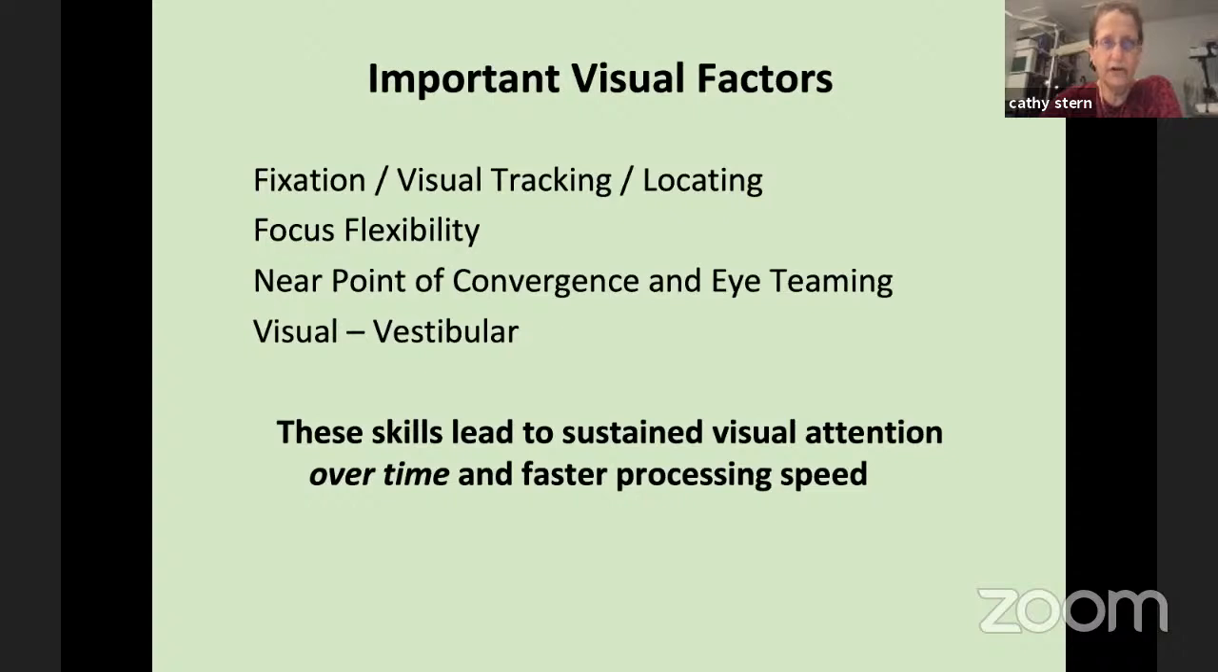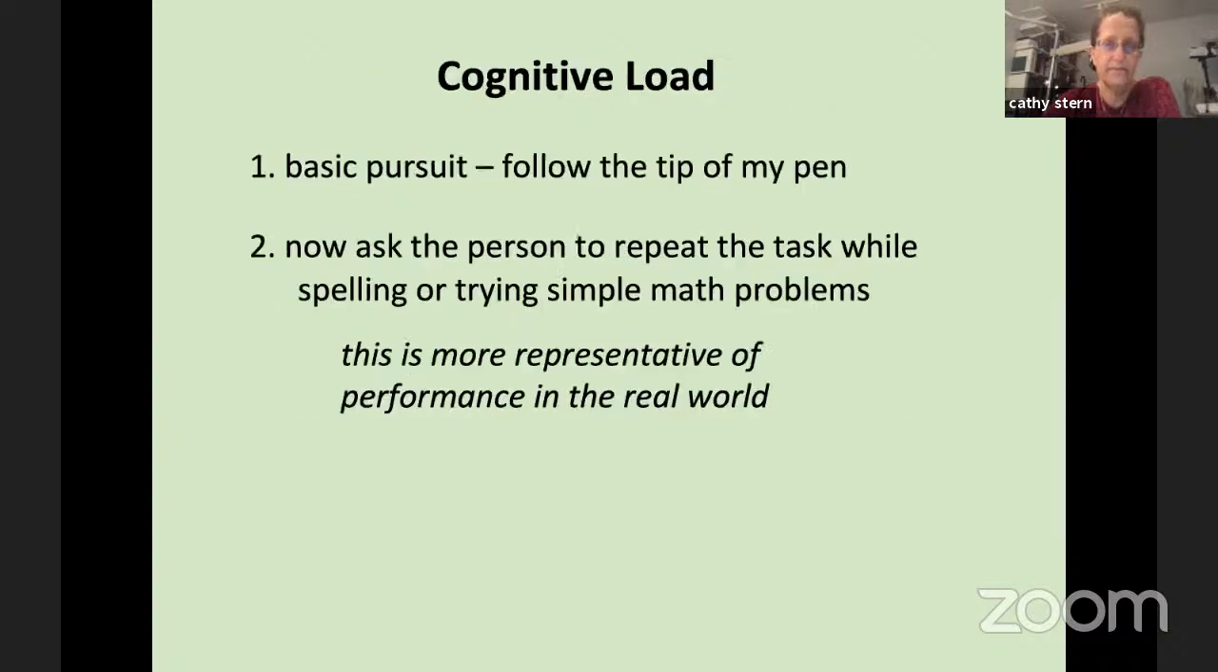The other is a lot of people talk about the clarity of things. And I always say the driver is really the convergence. You have to locate it before your brain is going to know how to accommodate and make it clear. And so if all we're paying attention to is how clear can we make a target for the patient, perhaps with eyeglasses, we're kind of missing the point. And then the visual vestibular system. These skills lead to sustained visual attention over time and faster processing speed. And those are 2 pieces that I think are very important that are continually missed.